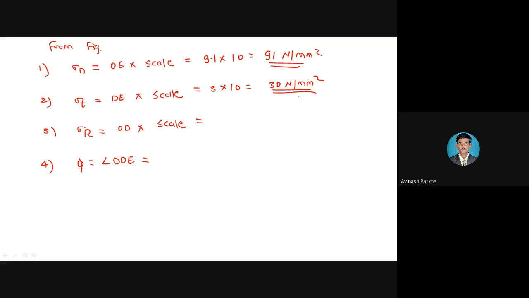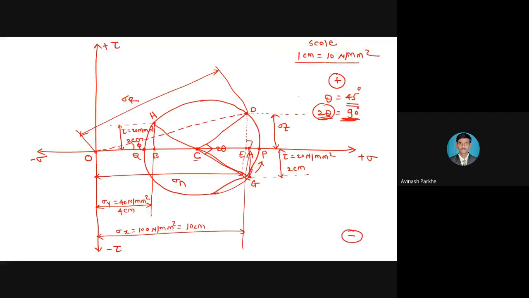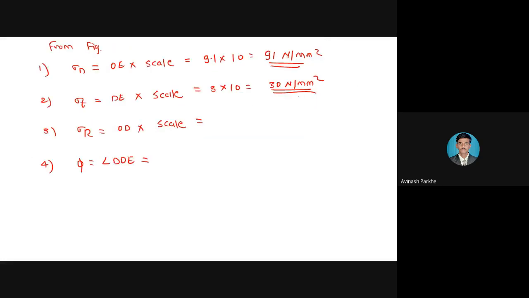Then for the sigma R calculation, OD distance. What is the OD distance? Total inclined dotted line. 9.5, 9.3, 9.6. So maximum 9.5. So I will take 9.5 only. So 9.5 into 10 is equal to 95 Newton per mm square. Whatever answer you get through your figure, you write down that answer only. So 95 Newton per mm square, this is the resultant stress.